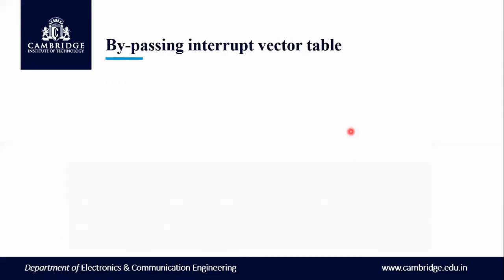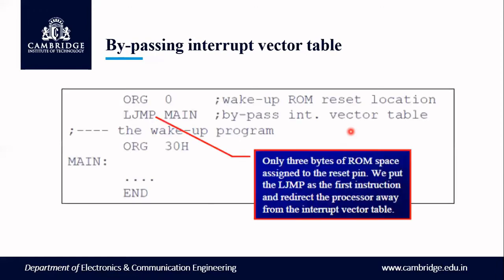So let us see now, when you are using interrupts, you should not start your main code from zero itself. So how to bypass the interrupt vector table? This is the concept you need to remember whenever you are writing assembly code with interrupts.